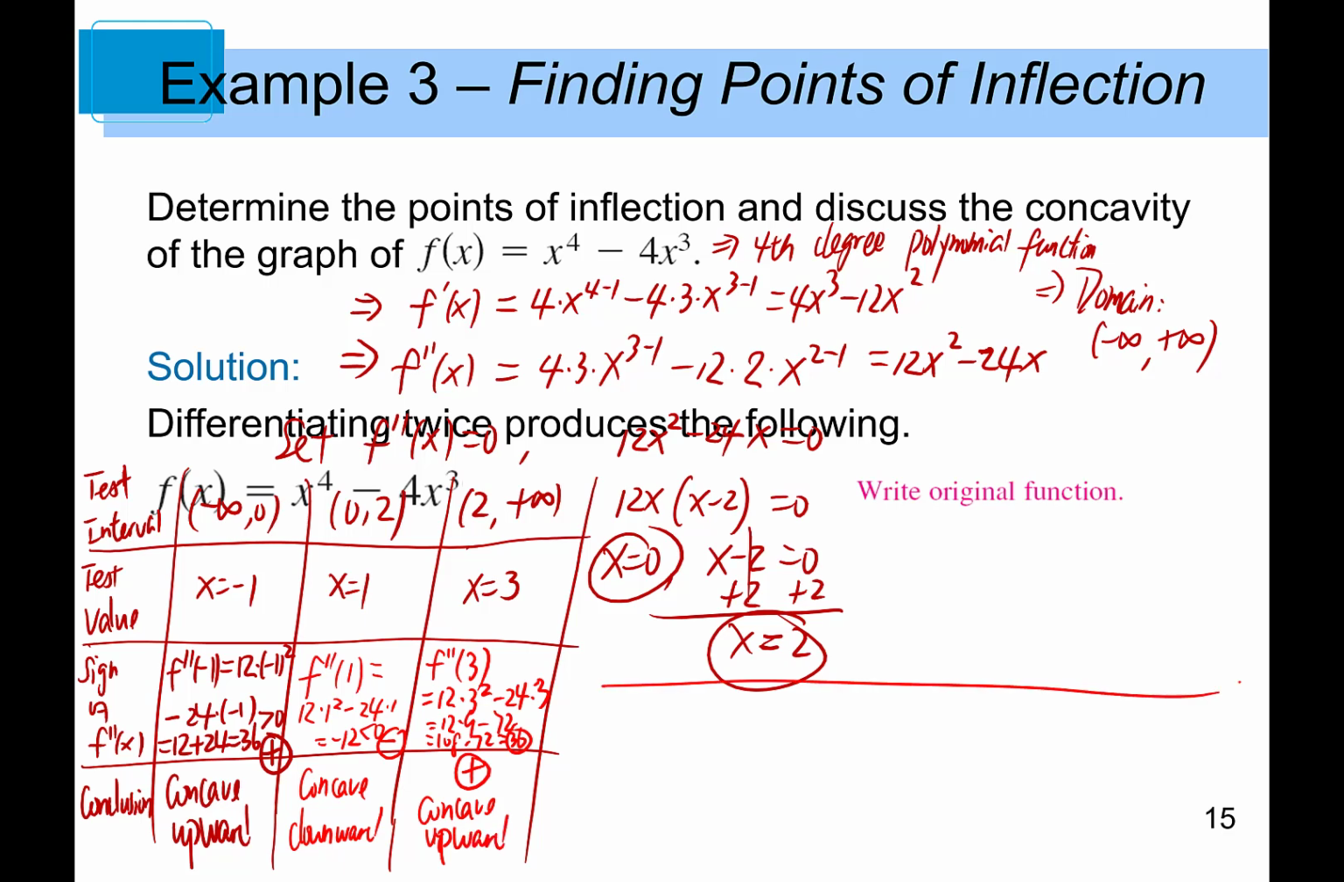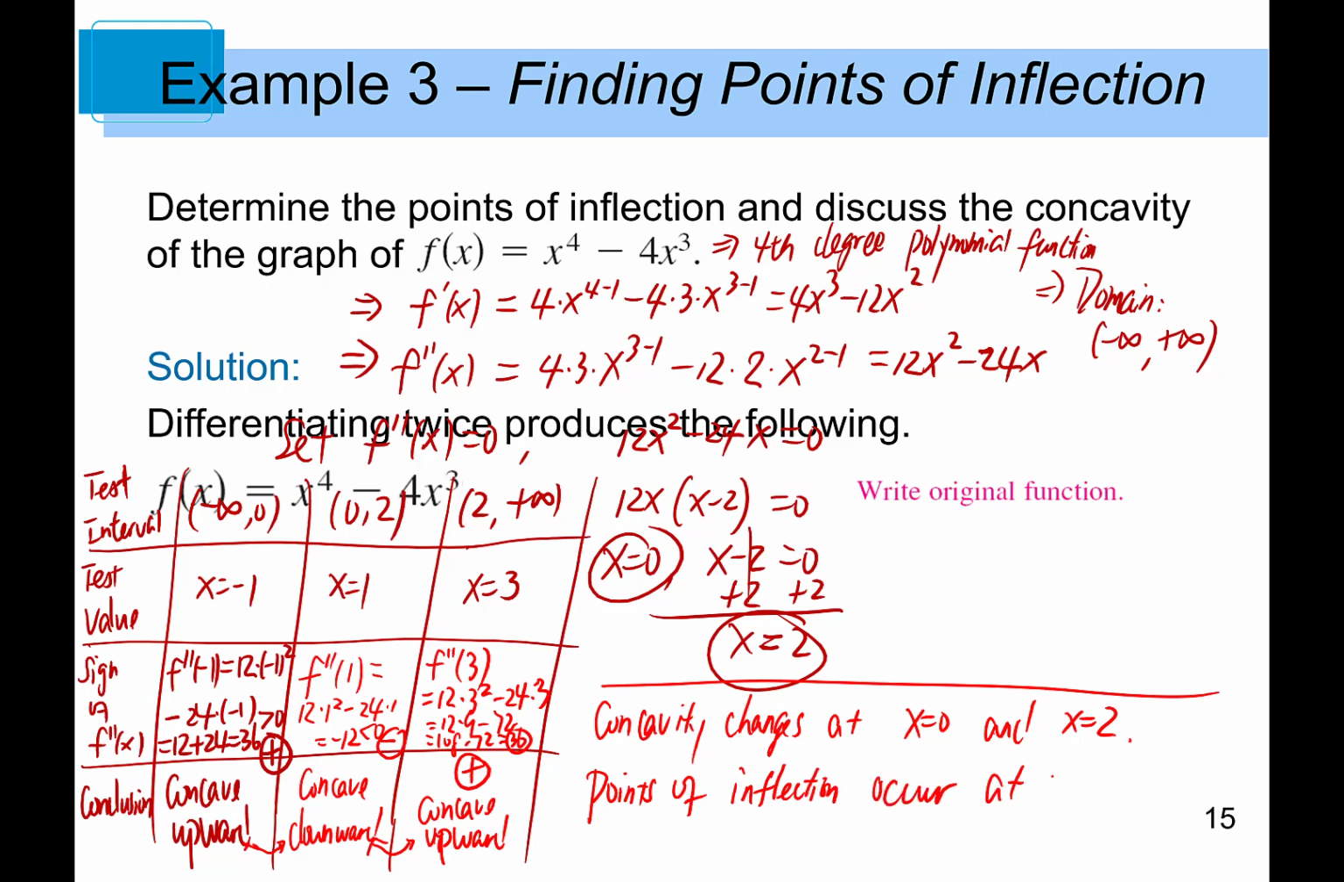So now if you look at it, concavity changes at x equals 0 and at x equals 2. Going from upward to downward, downward to upward. So concavity changes at x equals 0 and x equals 2. So the point of inflection occurred at x equals 0, x equals 2.